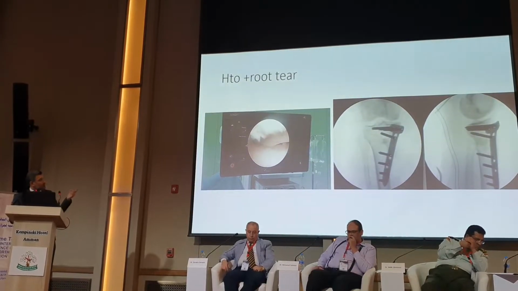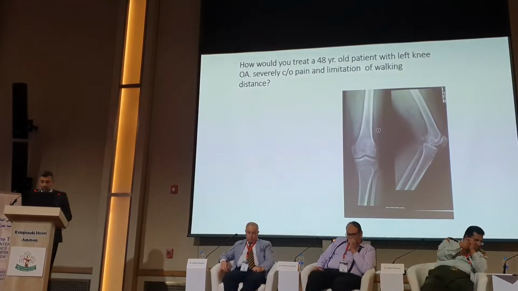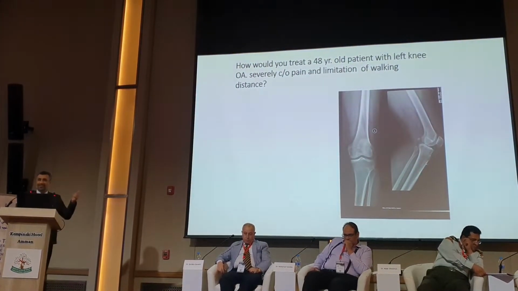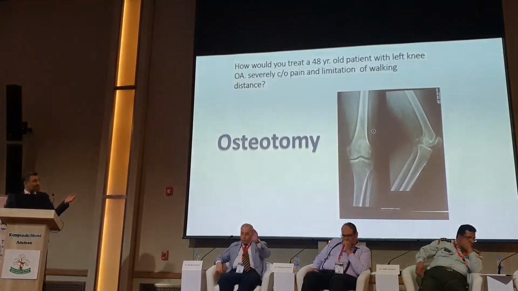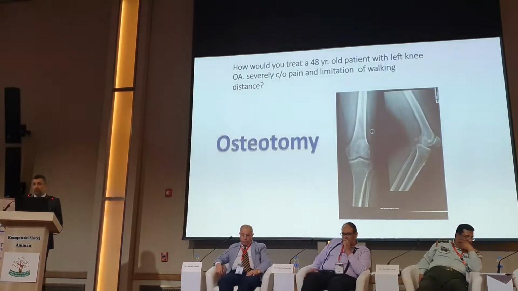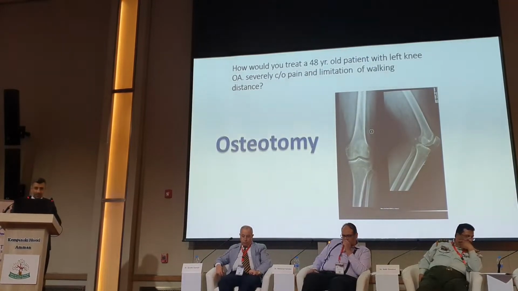Now, you see, this is a combined procedure, repair and osteotomy. Now, back to our patient. Who would do osteotomy for him? Okay. This is a very ideal clinical indication: young, moderate osteoarthrosis, varus, chronic pain, limitation of function and walking distance, and not responding well to conservative treatment. This is a very typical indication for osteotomy.